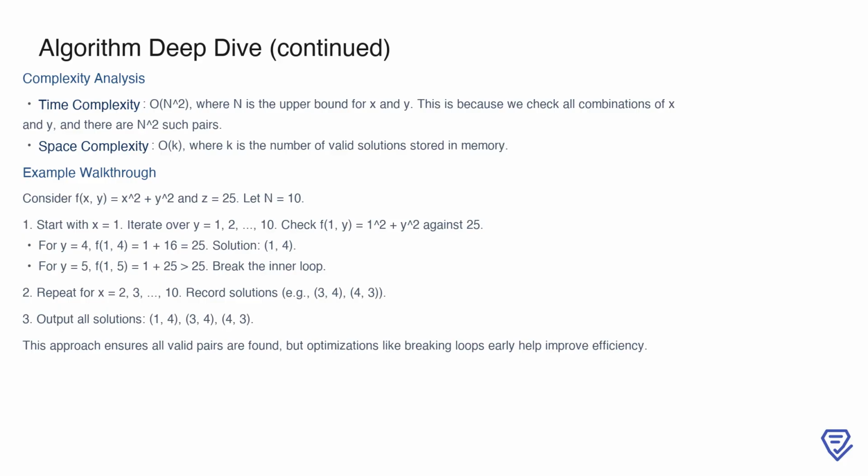We then repeat this process for x values 2, 3, and so on, recording solutions like (3, 4) and (4, 3). Finally, we output all valid pairs, ensuring that every solution is found. This example highlights how the algorithm systematically explores the solution space while employing optimizations like early termination to improve efficiency.